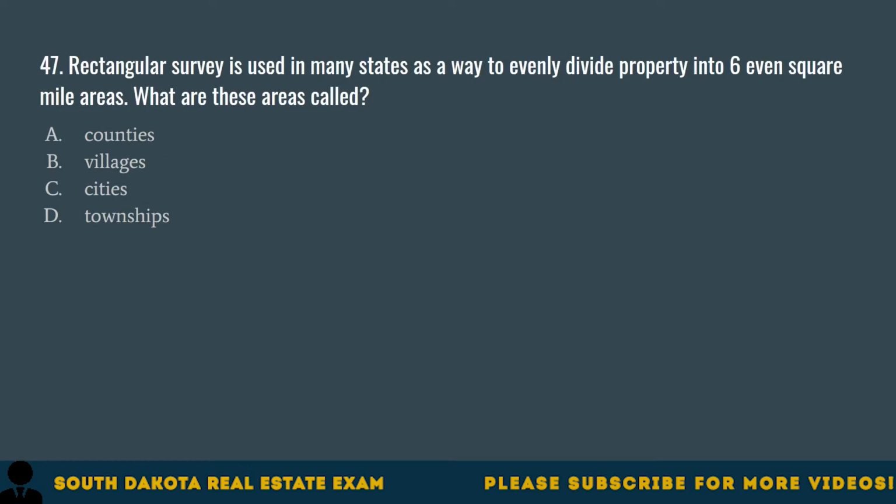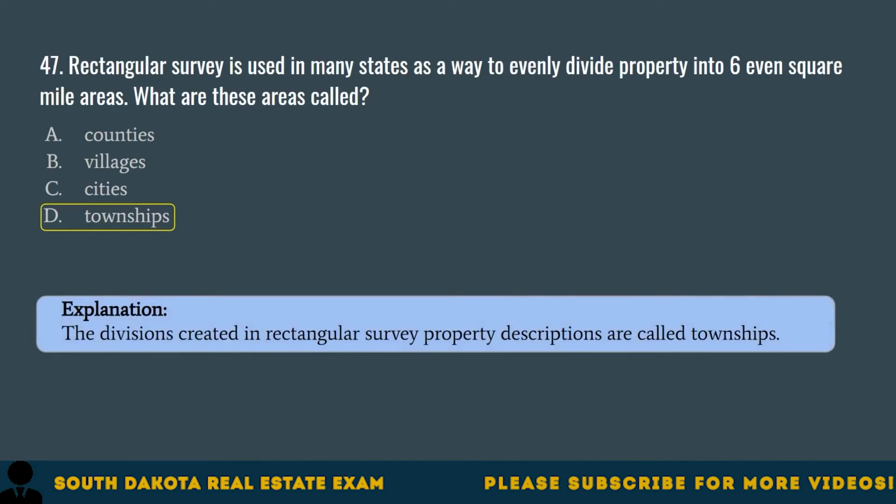Question 47. Rectangular survey is used in many states as a way to evenly divide property into 6 even square mile areas. What are these areas called? A. Counties, B. Villages, C. Cities, D. Townships. The correct answer is D. Townships. The divisions created in rectangular survey property descriptions are called townships.